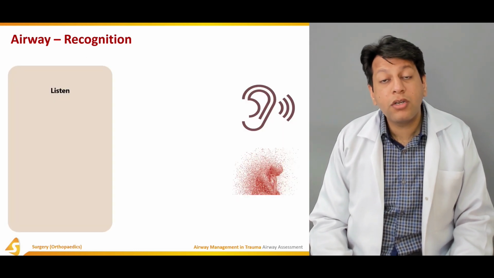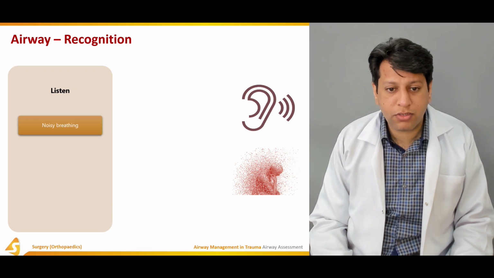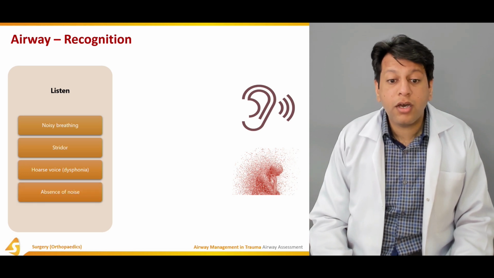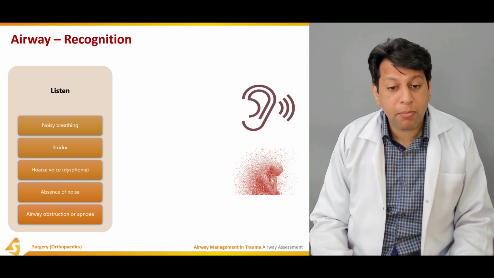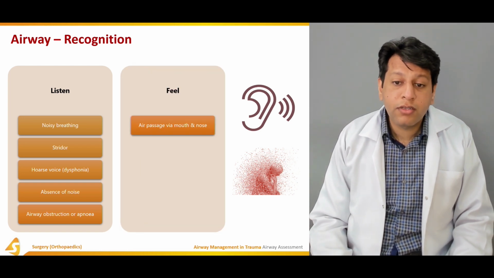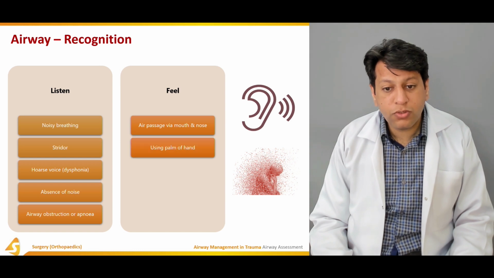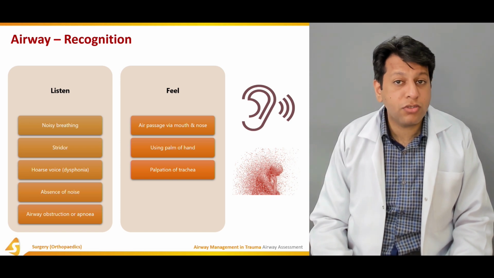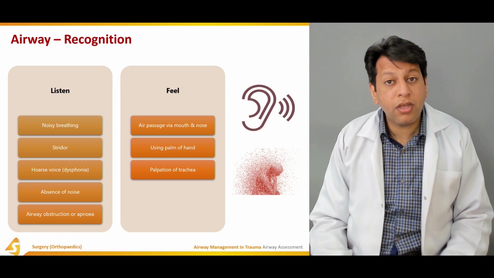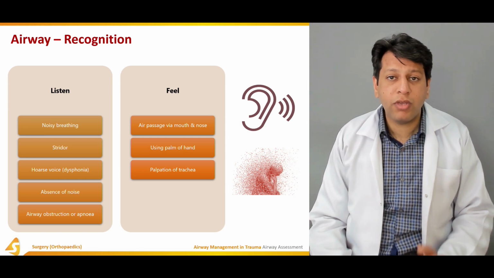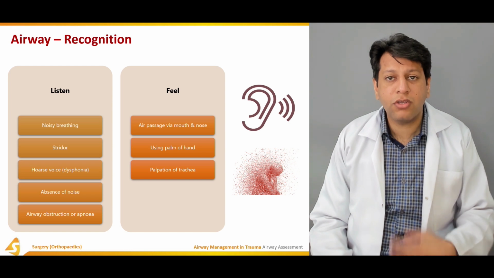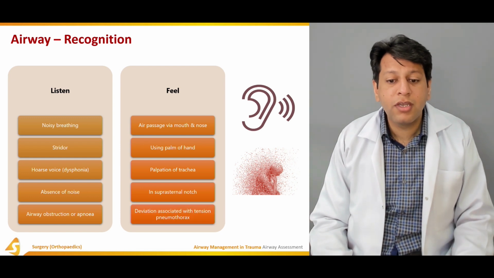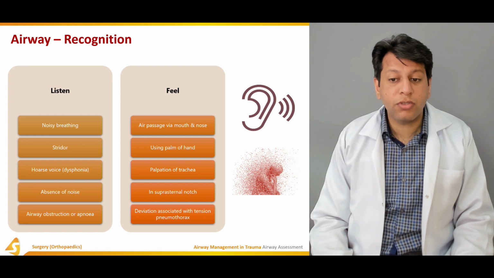Now coming to what to listen for to rule out airway obstruction. We have to listen for noisy breathing, stridor, hoarse voice, or absence of noise, which could mean airway obstruction or apnea. Then what we have to feel for is air passage by mouth and nose using the palm of the hand. Palpation of the trachea is very important because if the trachea is not central, this mostly could mean an underlying tension pneumothorax. So we have to palpate the trachea to make sure there is no associated tension pneumothorax developing. There could be tenderness in the suprasternal notch and deviation, as I told you, associated with pneumothorax.